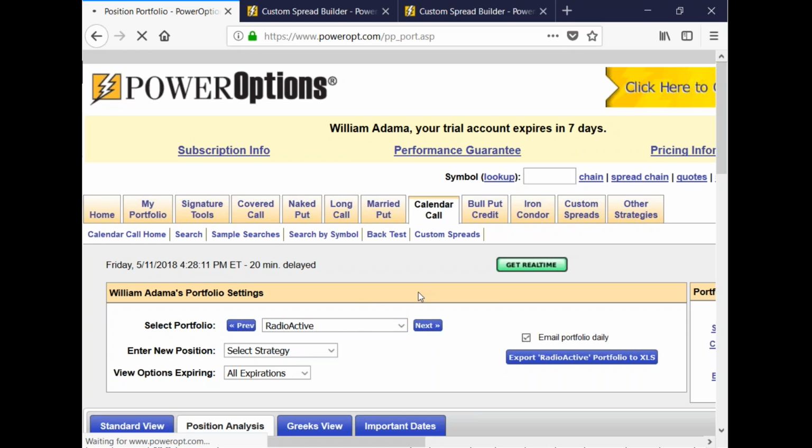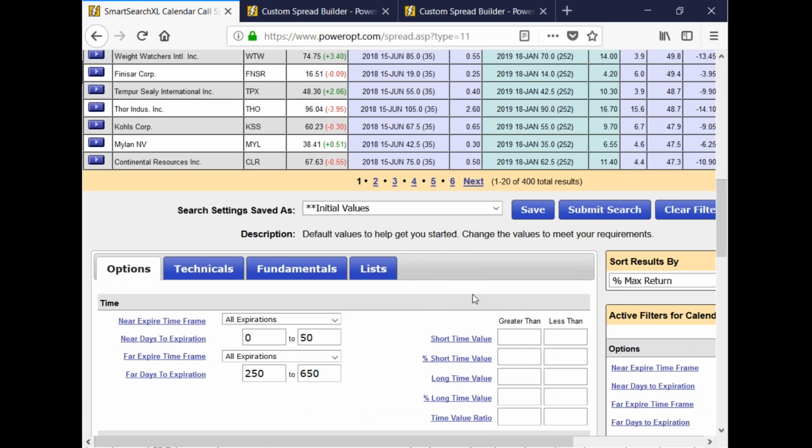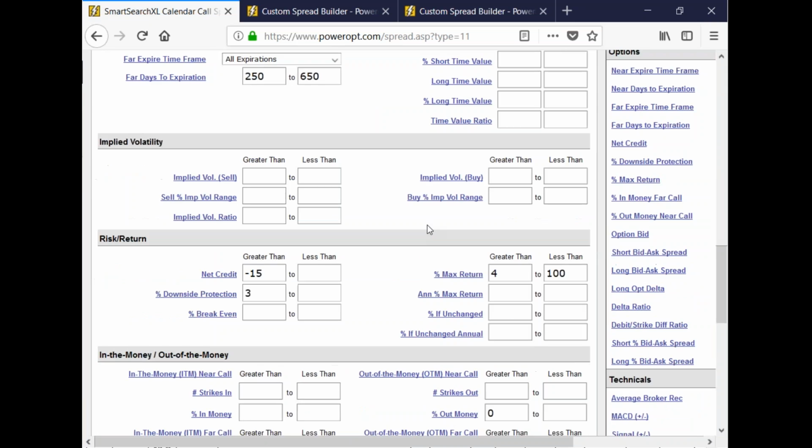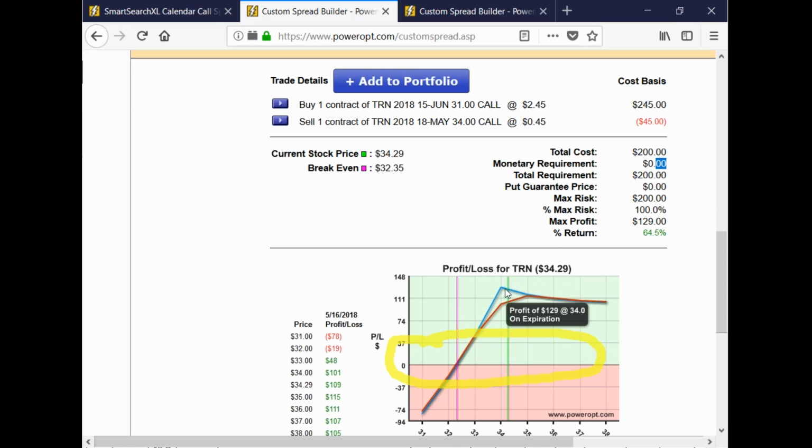When I go into the search, I don't know which saved search I have saved up here. Okay, this is the initial value search. And down here in the options criteria, this is where I have it set for that debit to strike difference ratio to be less than 1 on my diagonals. So every result that comes up on that screen I know has a net debit less than the difference in strikes.